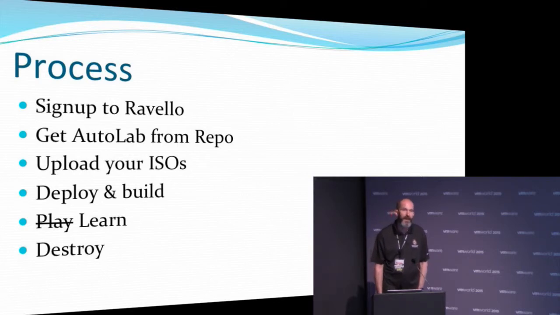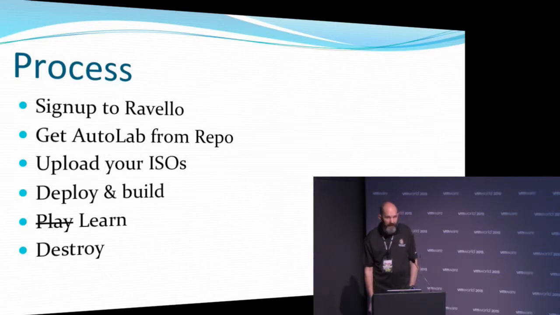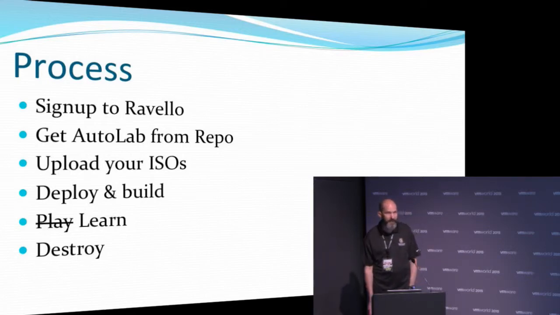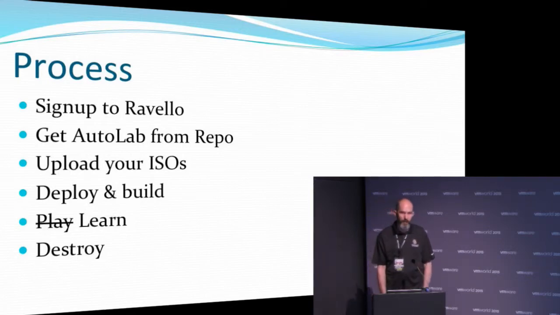However, we can't distribute things like Windows ISOs or the ESXi or vCenter install ISOs because the licensing agreements from Microsoft and VMware don't allow this. So you will have to go through a process of uploading your ISOs before you can build your Ravello platform. Now happily you only have to do this once to get the ISOs into your Ravello account. You can reuse those ISOs multiple times after the upload.